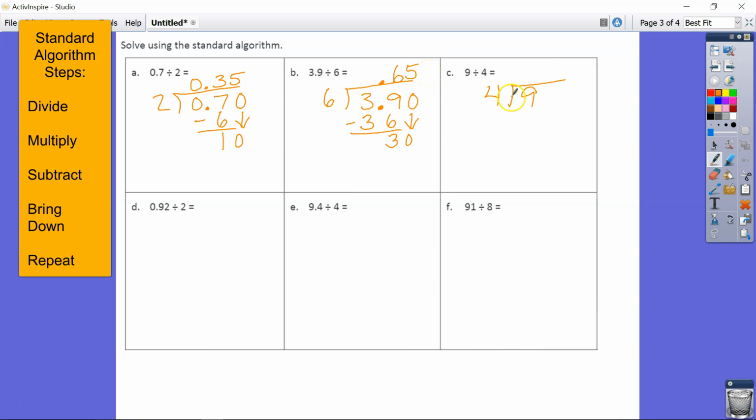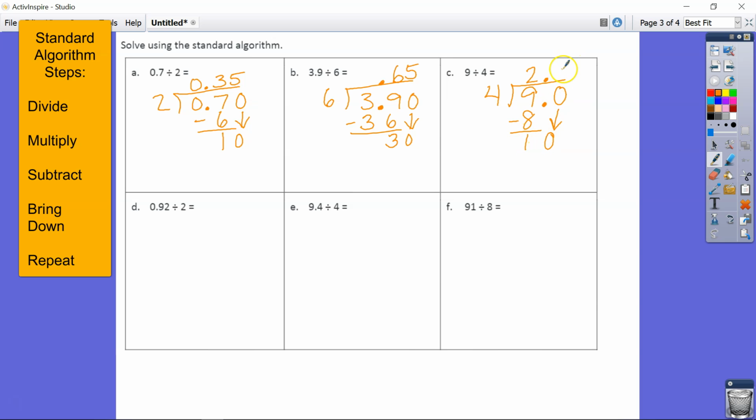Alright, I know 4 goes into 9 2 times. Then I have 2 times 4 is 8. And I subtract, I get 1 left. So you can't put a 0 here without putting your decimal place. Remember, 9 and no tenths is equal to 9. Then I bring down my 0.